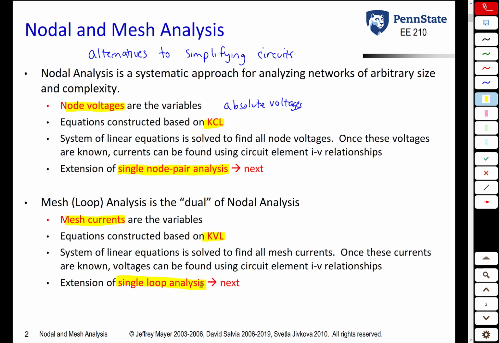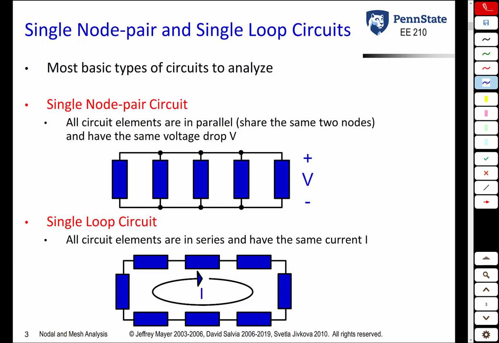So what we want to do now is talk about these two simplified circuits, single node pair circuits and single loop circuits, because these are the precursors to nodal analysis and mesh analysis, respectively. A single node pair circuit is a circuit where every single element is in parallel, so it only has two nodes: a node on the bottom and a node on the top. If you only have two nodes, that means that there's only a single voltage in the entire circuit, a single voltage variable V, and that is the difference between those two nodes.